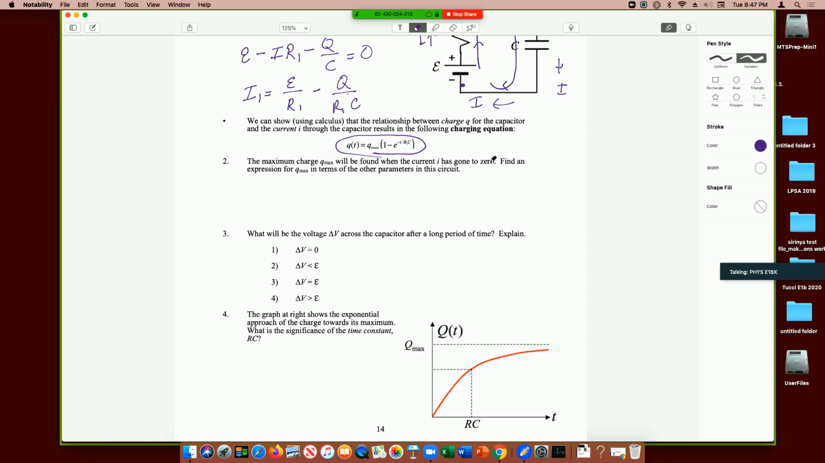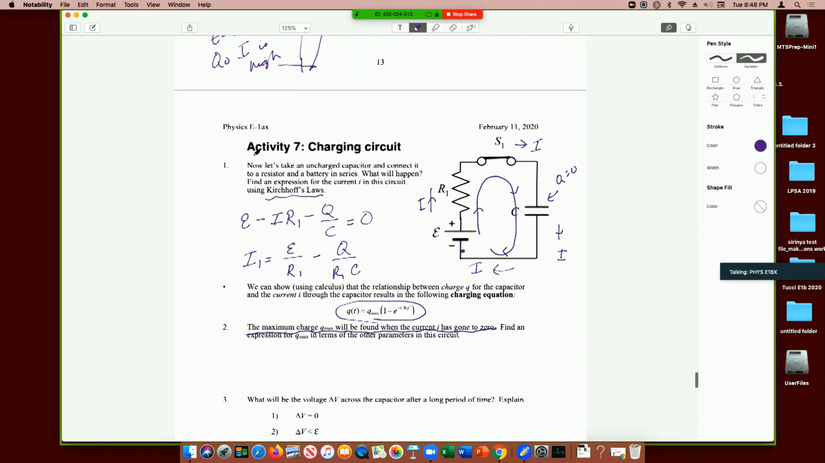Why does that make sense? You connect the battery and the resistor to the capacitor, and it charges up. Once it's completely charged, the current stops flowing, because everything is at an equipotential. As soon as there's as much charge as you can pack onto the plates, there's no longer going to be current flowing.